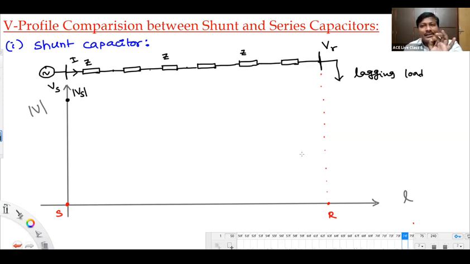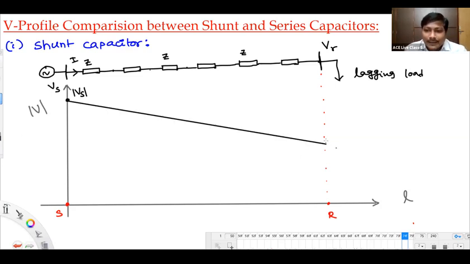Definitely, it's a non-linear variation. But for my convenience, I am showing that as a straight line. Like this, you can expect. And this is our voltage without shunt capacitor placement. This is the voltage at the receiving end side without shunt capacitor placement, that is VR1. So these are the voltages at various locations on this line.